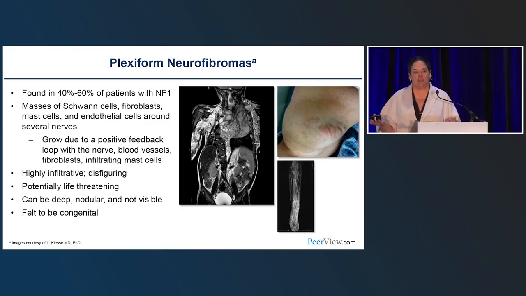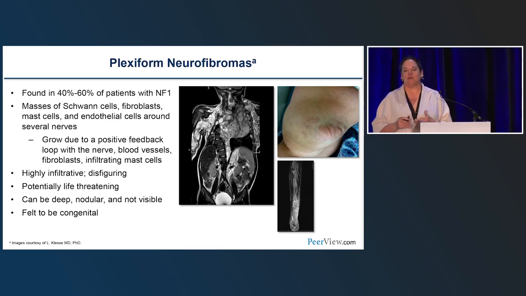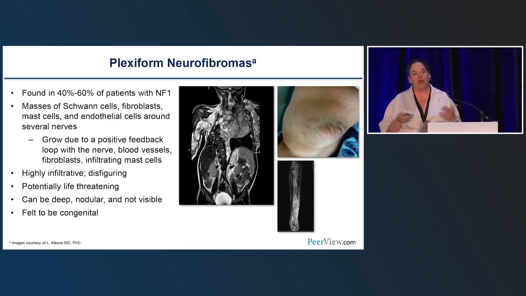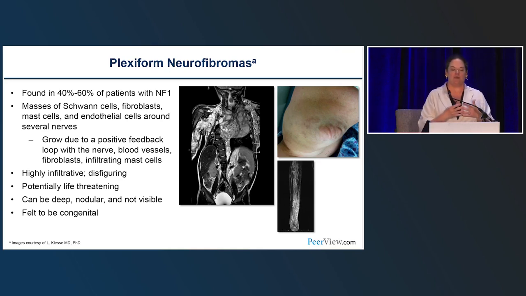So a lot of this we're going to focus on plexiform neurofibromas, incredibly common in patients with NF1. Probably at least 50% of patients with NF1 will have these benign large masses associated with a group or plexus of nerves, composed of Schwann cells, fibroblasts, and mast cells that invade and help drive its proliferation, and you get this positive feedback growth loop. They are highly infiltrative, can be quite disfiguring, and can be life-threatening.